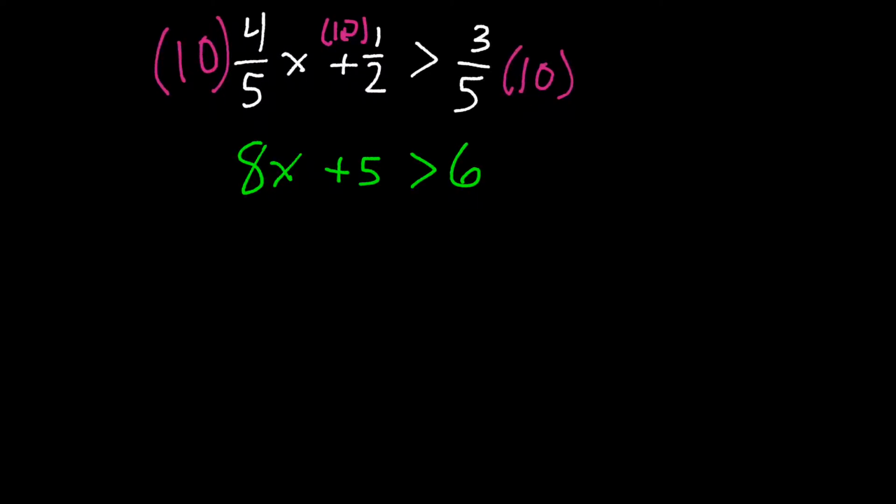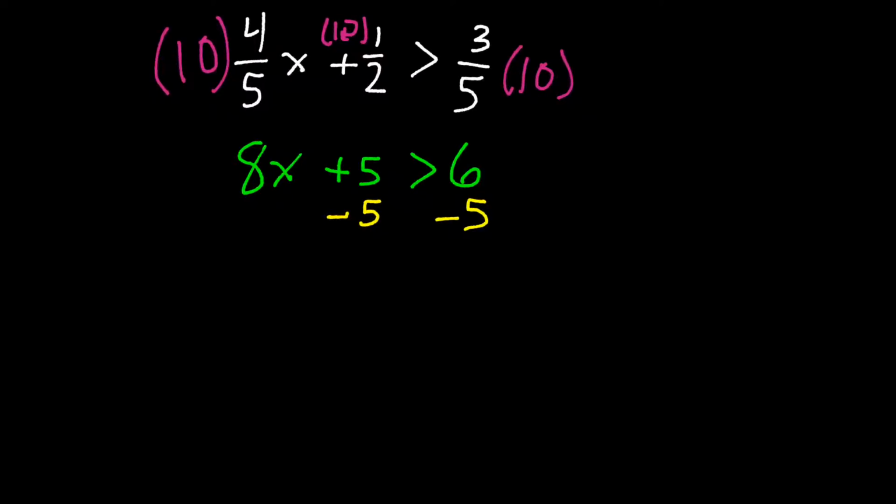Now we can solve it as we did the previous example. I need to get x all by itself. So first I need to isolate the variable term. I need to get this term all by itself. And I will start by subtracting 5 from both sides.